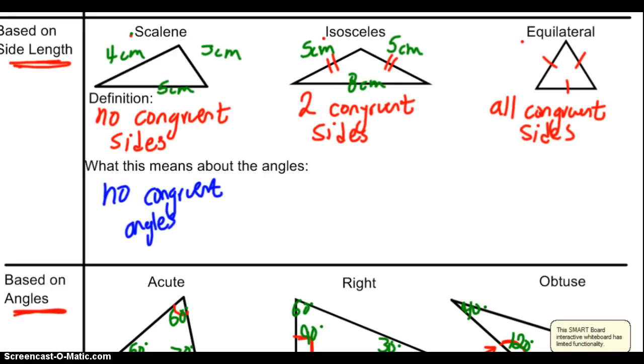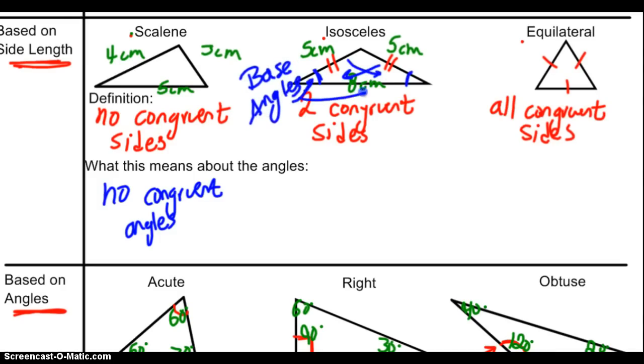An isosceles triangle has two congruent sides, but we've also learned that it's got two congruent angles, the angles that are across from the congruent sides. We call these angles base angles. Okay, so those are called base angles. And we say that the two base angles are congruent.